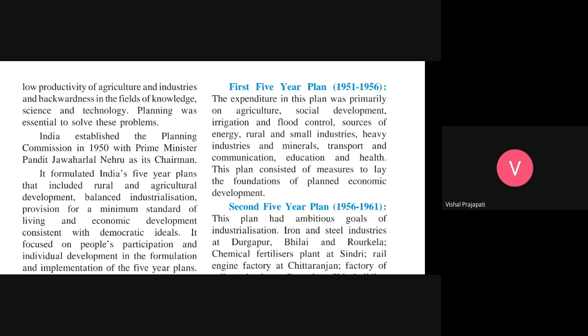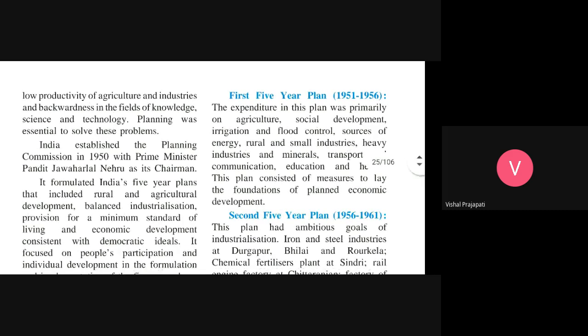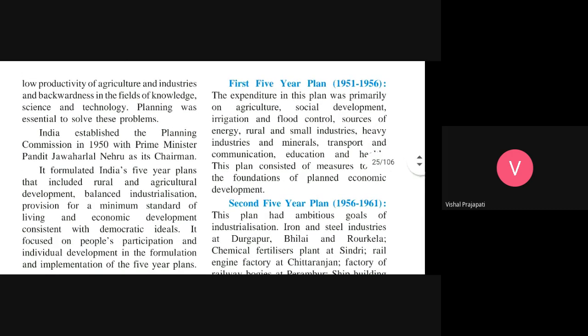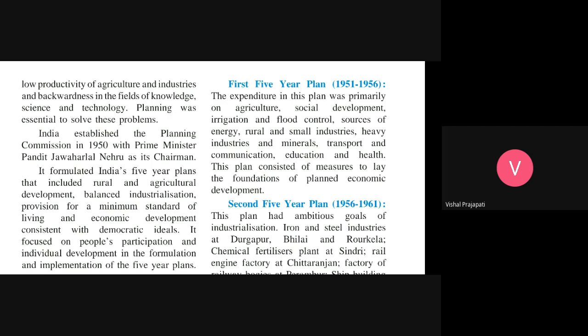or in which sector we have to give money. So basically, for example, think that there was a revenue for the government of 100 rupees in 1951 to 1956. So the government decided that the expenditure in this plan was primarily on agriculture, social development, irrigation and flood control, okay.